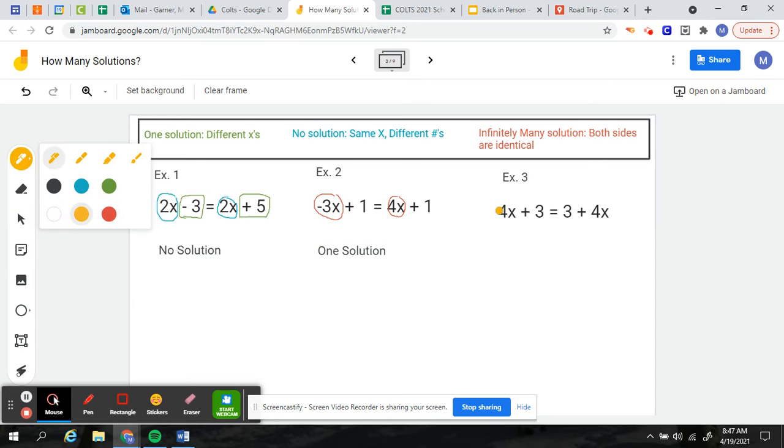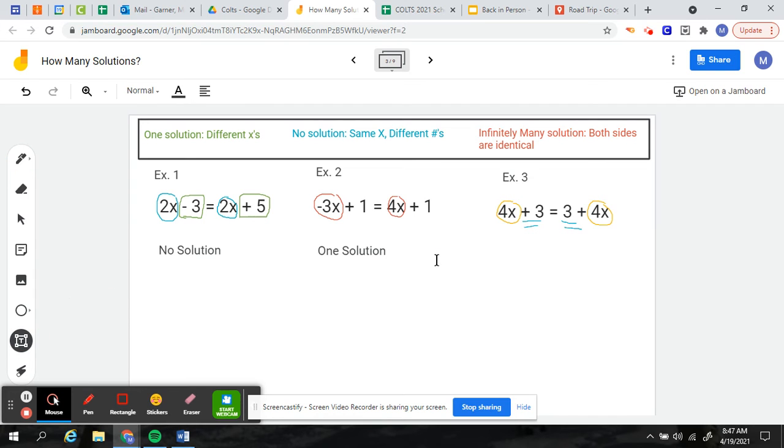Let's go ahead and start with our x's. So I see a 4x on the left, a 4x on the right. I am going to move on to the numbers. So I see a +3 on the left, +3 on the right. Both sides are identical. Notice that the order has switched around a little bit, but both of those sides are the exact same. So that means my answer is going to be infinitely many solutions. It doesn't matter what I plug in for x, it can be anything. X can equal 1, x can equal pi, x can equal -17, x can equal 23 halves. Doesn't matter. Whatever you plug in for x, these two sides will be equal.